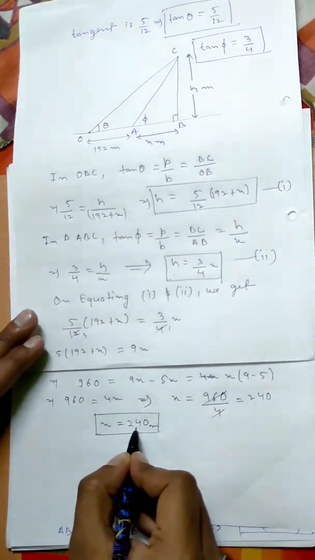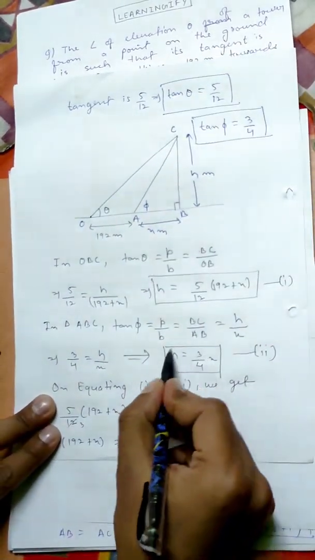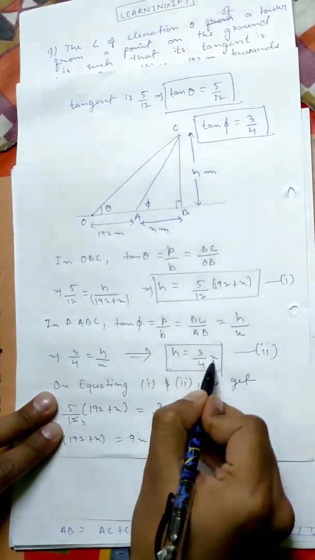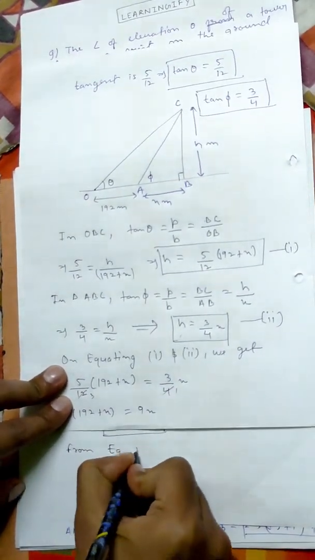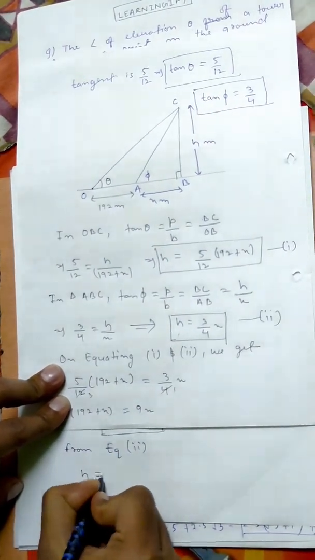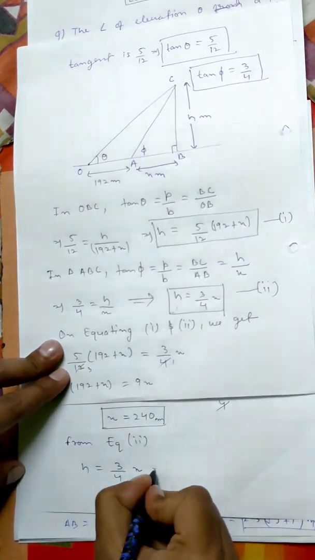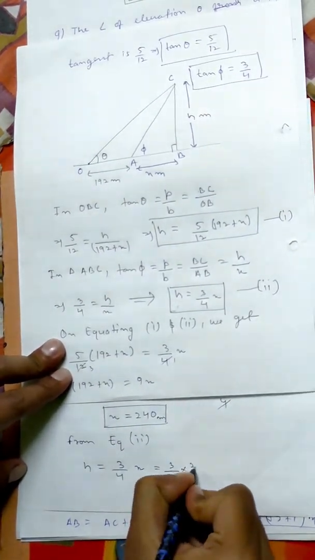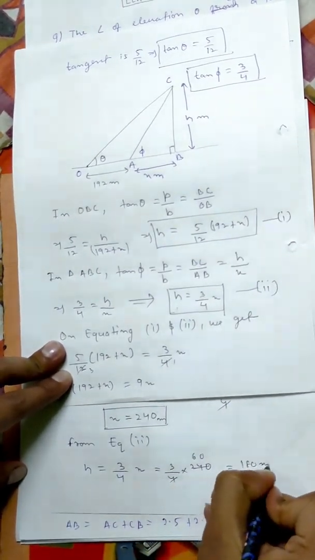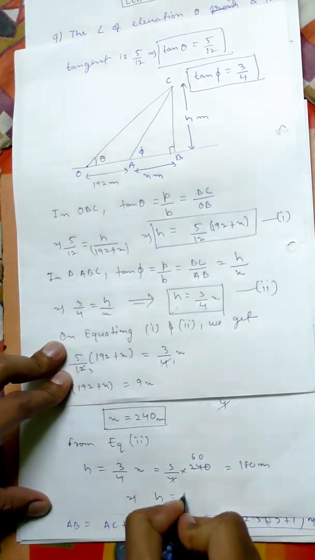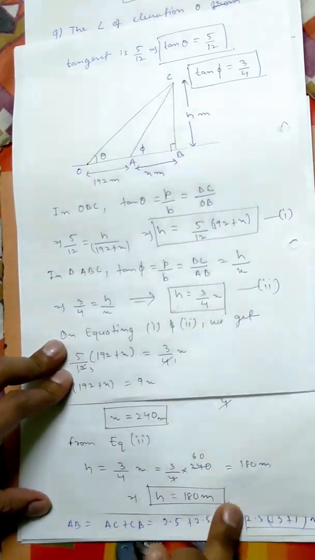But this is not our final answer. We have got this one. Now we have to get the height. So we can use this equation, h equals 3 by 4 x, from equation 2. The x value is 240. 3 by 4 into 240. 4 60s are 240, 3 60s are 180. 180 meter. Therefore, the height of the tower is 180 meter. This is our answer.